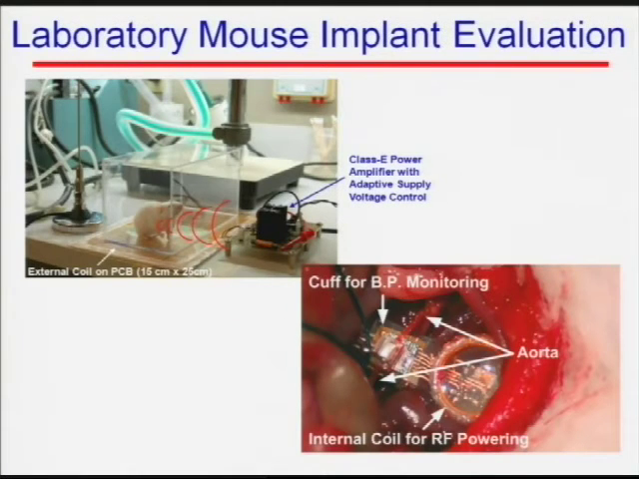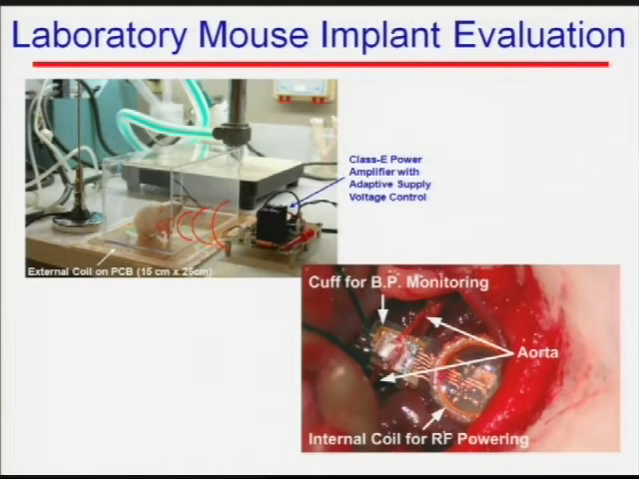Now, this is the implant test. We have a mouse that goes through the implant process, and this is the implant picture. You got this aorta artery going through the center region of the cuff. This is the RF powering coil. This is my chip. My pressure sensor is right at the middle, encapsulated by this cavity filled with silicone oil.